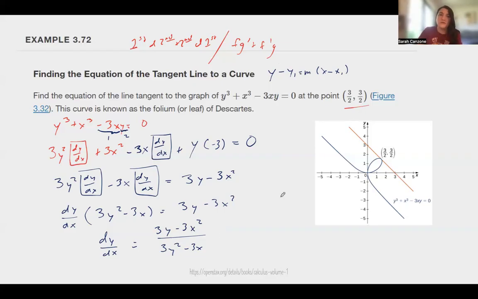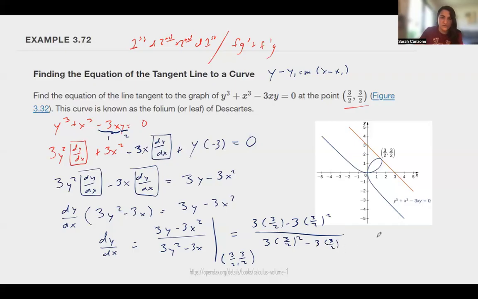I'm going to use that notation that I introduced a little while ago. So this is an evaluation bar. We just put a bar next to it, evaluated at 3 over 2, 3 over 2. And what that means is I'll plug in 3 over 2 for my x and 3 over 2 for my y. So this is equal to 3 times 3 over 2 minus 3 times 3 over 2 squared, over 3 times 3 over 2 squared minus 3 times 3 over 2.